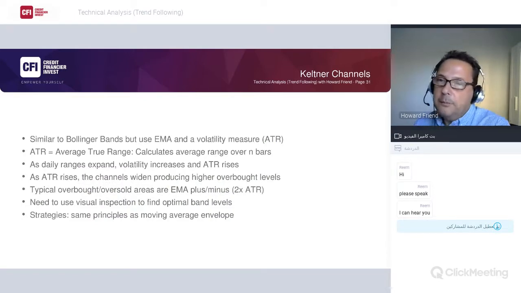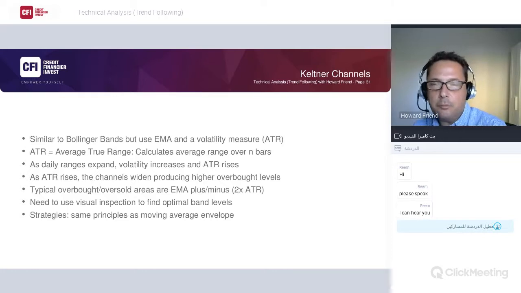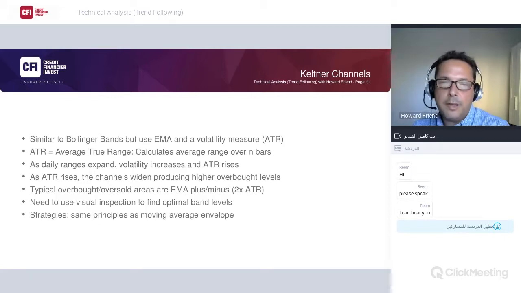Okay, another thing to mention, perhaps a little bit more arcane, but while we're on the subject of price channels and moving averages, I'm just going to talk about Keltner channels, because some people like to look at Keltner channels. Now, these are similar to Bollinger Bands, but instead of using the simple moving average, they use an exponential moving average, and also they use the average true range as the volatility measure.